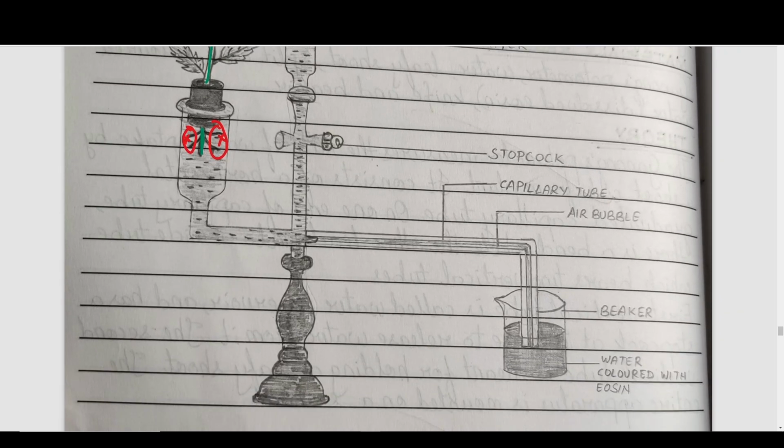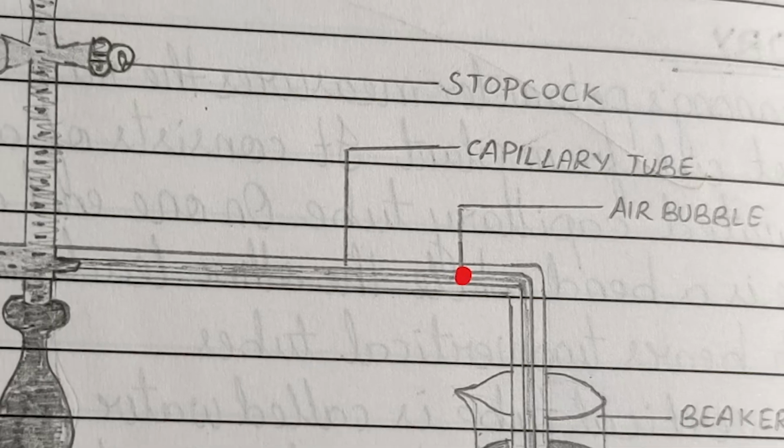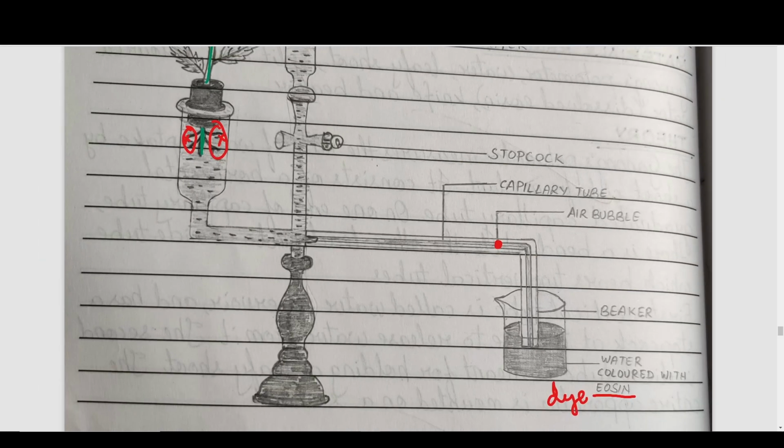The beaker which contains colored water. How the water becomes colored? Because of the addition of eosin. Eosin is a dye, that is the coloring material. The air bubble is introduced. Label it as air bubble, and this is the capillary tube which contains the measuring scale.